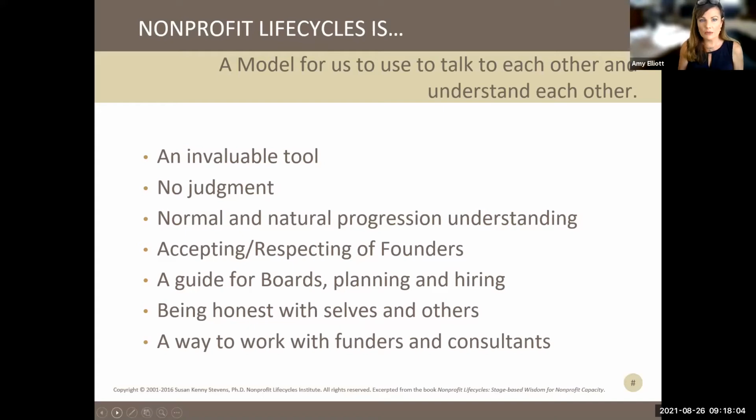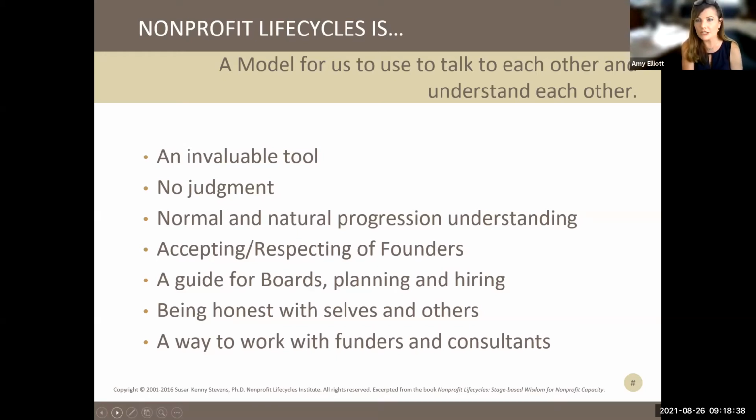So we're going to use this model from here on out to talk to each other and to understand each other. And don't be afraid to say that to folks. I have found that people in all parts of philanthropy and the nonprofit sector, and even there are life cycles of for-profit businesses, they understand this language and they're comfortable with it because it makes sense. It's non-judgmental. You'll see there in bullet point number 2, there is no judgment.